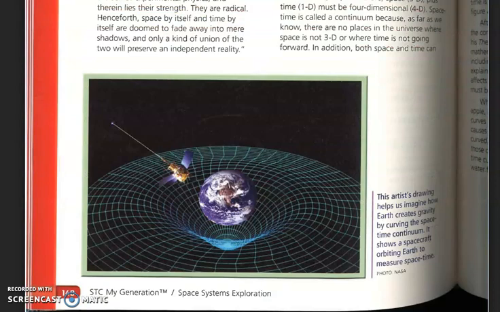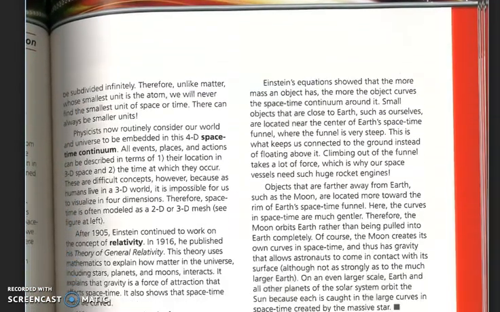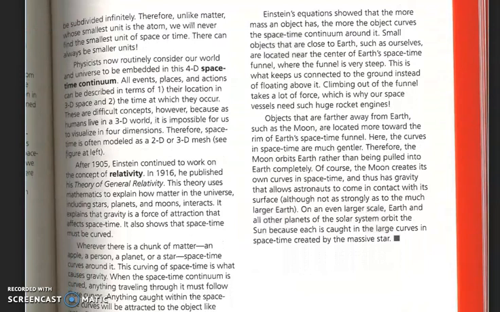In addition, both space and time can be subdivided infinitely. Therefore, unlike matter, whose smallest unit is the atom, we will never find the smallest unit of space or time. There can always be smaller units. Physicists now routinely consider our world and universe to be embedded in this 4D space-time continuum. All events, places, and actions can be described in terms of 1, their location in 3D space, and 2, the time at which they occur.